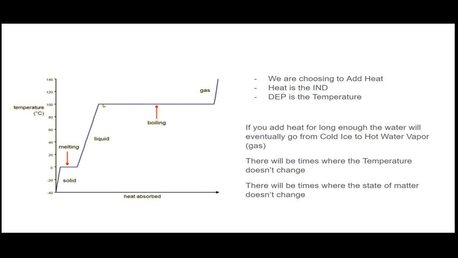Getting back to math class, whenever we see a flat line, this is called a zero slope. During this zero slope, we are boiling, or going from a liquid to a gas. During this other zero slope, we are going from a solid to a liquid. So we need to remember there will be times where the temperature does not change, and that's when we see these flat lines on our graph.